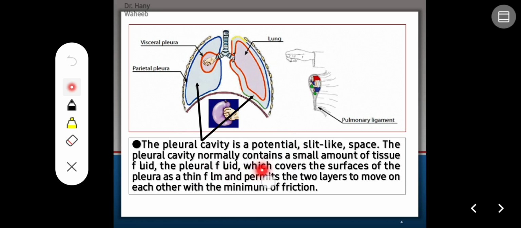The pleural cavity normally contains a small amount of tissue fluid. This is the pleural fluid, which covers the surfaces of the pleura as a thin film and permits the two layers to move on each other with a minimum of friction. So this thin film of serous fluid within the pleural cavity allows the two layers to move on each other with minimal friction.